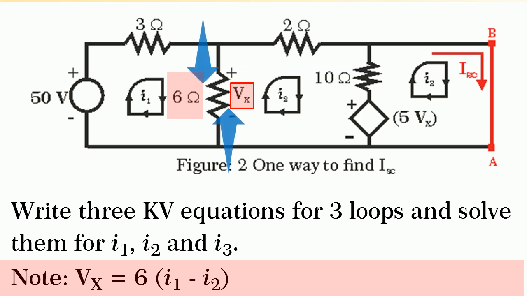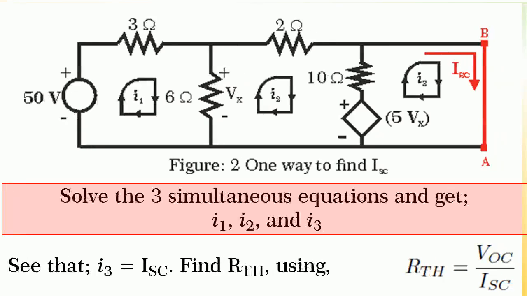Note that Vx is equal to 6 into (I1 minus I2). Solve the three simultaneous equations and get I1, I2 and I3. Note that ISC is equal to I3. To find RThevenin, use RThevenin is equal to VOC divided by ISC.